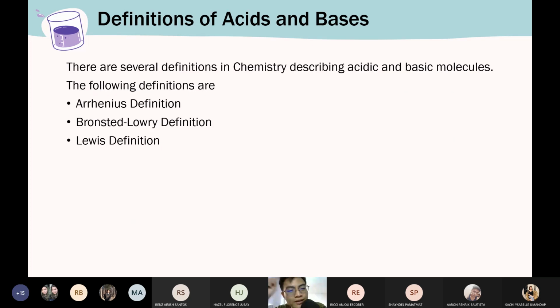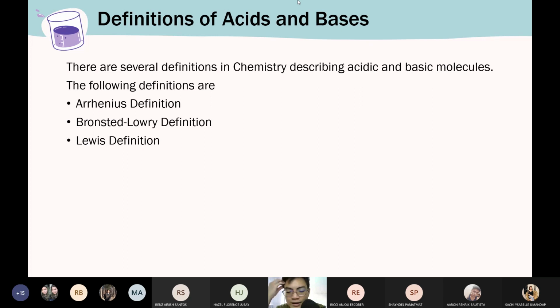So let's do that. There are many chemists that defined acids and bases. Of course, as time progressed, the understanding of chemistry increased significantly. So that's why for every definition, pahirap ng pahirap yung kanilang concepts. But even though there are at least 10 definitions of acids and bases, we'll just talk about 3 of those 10. Those are Arrhenius, Bronsted-Lowry, and Lewis definition.